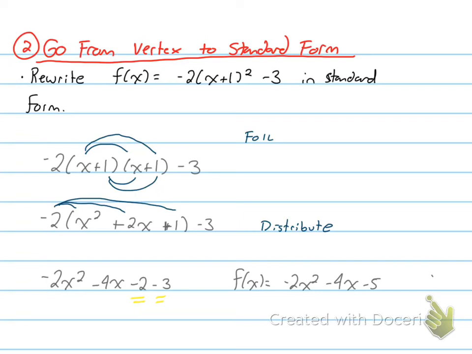So my equation or function in standard form would be f of x equals negative 2x squared minus 4x minus 5. Now what's important to keep in mind here is that this is not a different equation. If you were to graph that original equation and that equation that I have in standard form, it should be the same exact graph. Again, I'm just changing how it looks. I'm not actually solving for anything or changing a value here.